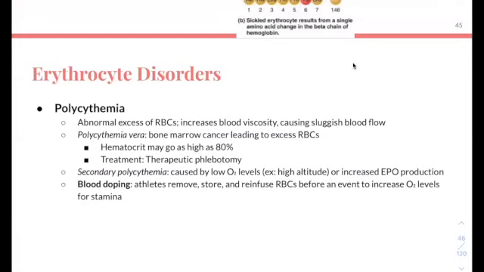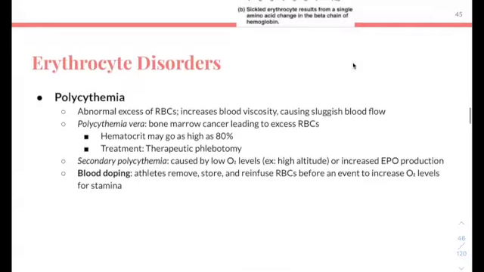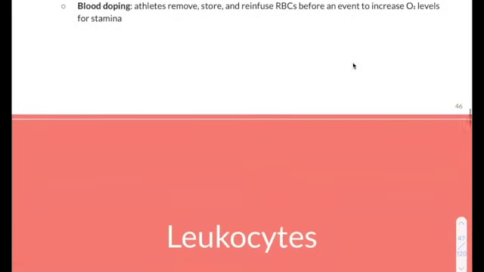So, right before an event, these athletes inject the blood back into themselves, because that gives increased oxygen. So now, whatever event they're trying to do, they have more stamina. They can go for longer. So that's kind of their way of not necessarily using artificial means, but it's considered blood doping. They're using their own blood.